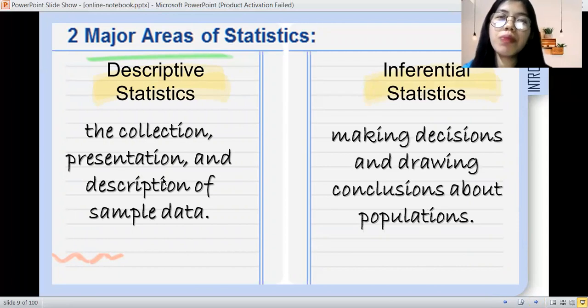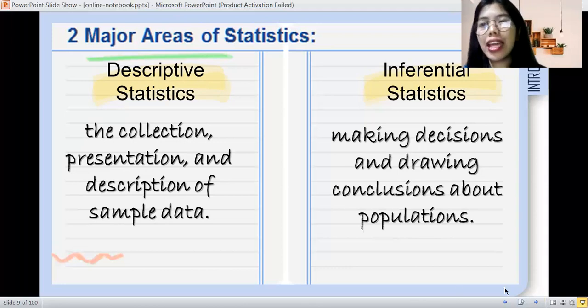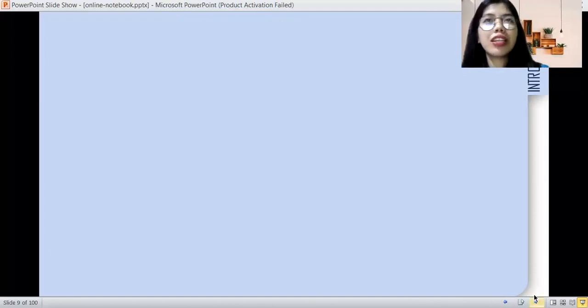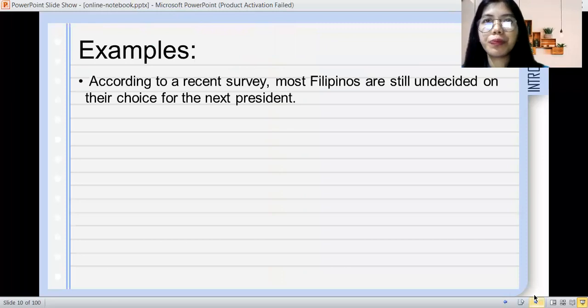So kapag sa descriptive statistics, we are just describing the sample data. While sa inferential statistics, meron na tayong mga decisions, meron na tayong mga conclusions, mga predictions, and the like. So let's take a look at some examples.